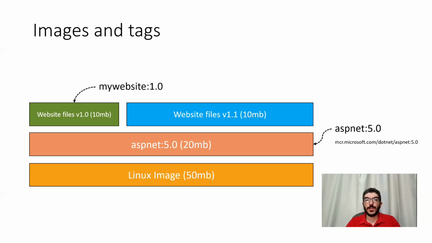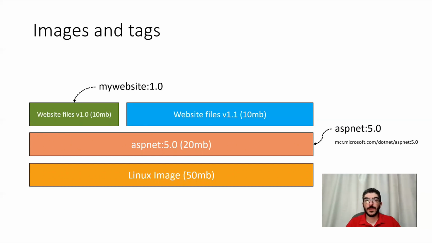Let's say now I need to create my website. I tell Docker, please pull this image from online. It will download, and in this case, it will download the 20 megabytes of ASP.NET, and it will download any dependent layer like the Linux image, which is a layer of 50 megabytes. It will download all of these layers needed.